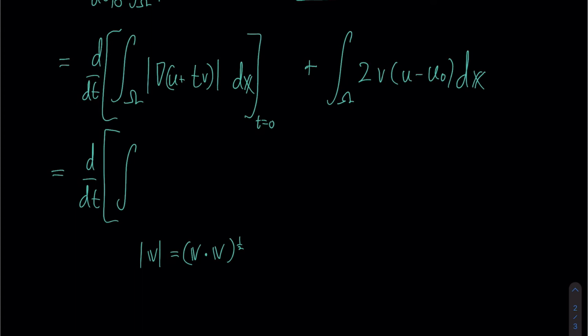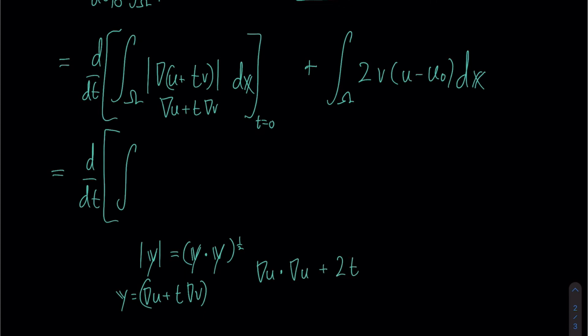But v right now is, maybe I should have chosen a different letter, like y. Our y right now is nabla u plus t nabla v. So we have to dot product that with itself, then take the square root, and then derive it. First of all, letting y equal nabla u plus t nabla v, this is going to be del u dot del u plus 2t del u del v plus t squared del v del v.